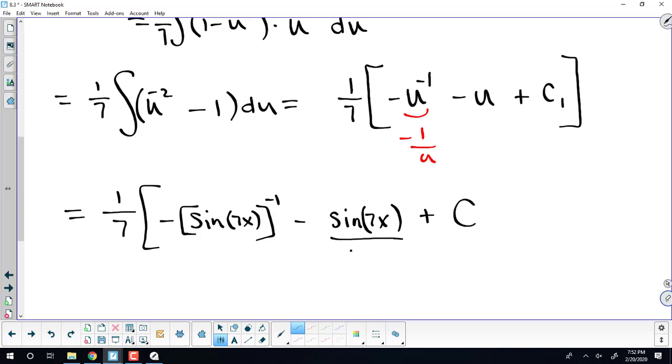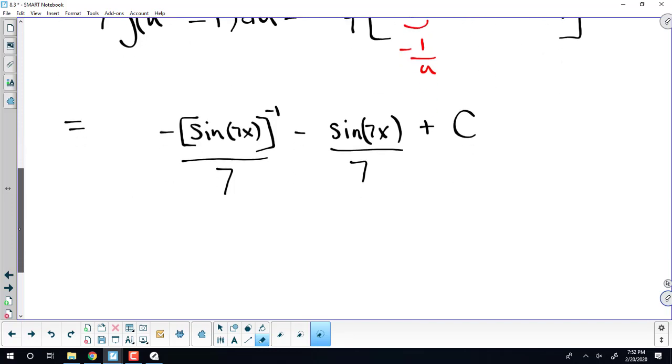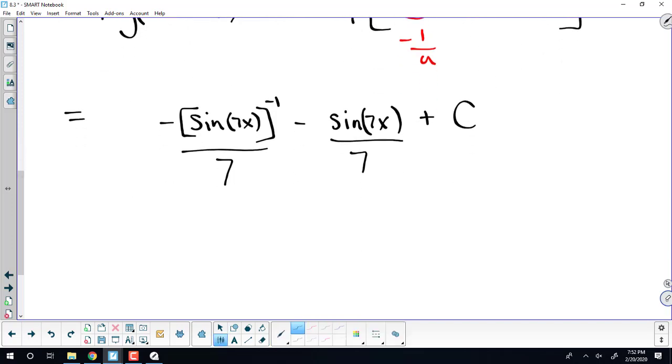We'll just put all this over 7. And we'll get rid of this right here. Okay, so you can leave it like that, or you could write it with the sine 7x on the bottom, like that. Either way, not an inverse sine.